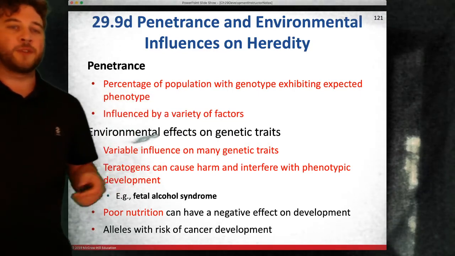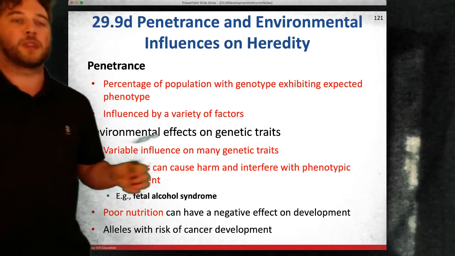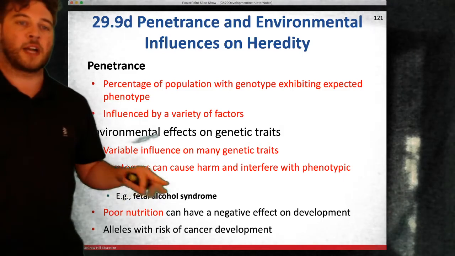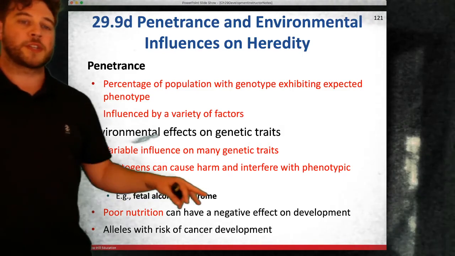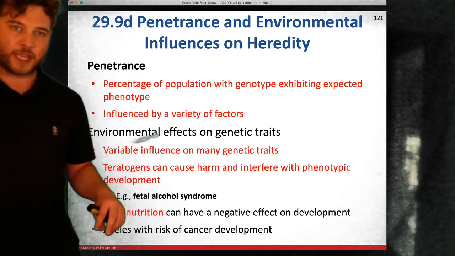Environment can have variable influence on many genetic traits. Teratogens can cause harm in inheritance and interfere with phenotypic development, such as fetal alcohol syndrome. Poor nutrition can also have a negative effect on development, and certain alleles will increase your risk of cancer development.